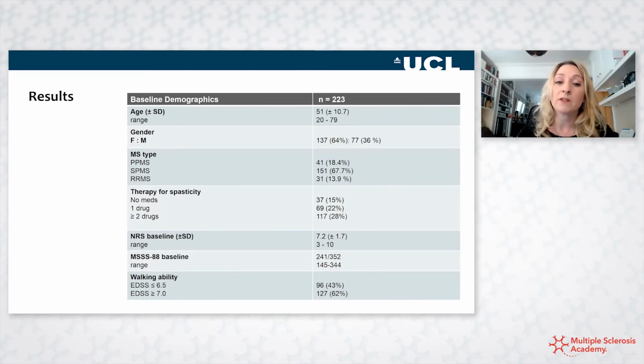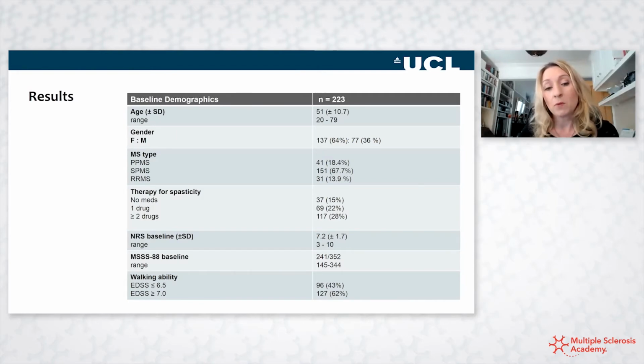So what we've done to look at our data is we've selected out people who started over 2 years ago so that we can see how many people would stay on it long term. Because of this, we've included 223 people. You can see their age and gender ratios there. So very typical of a more advanced MS group of patients.